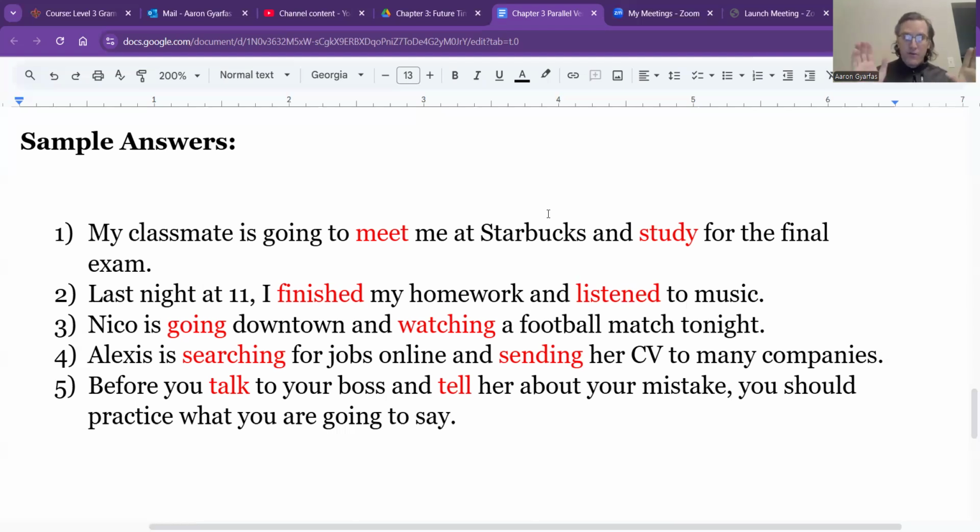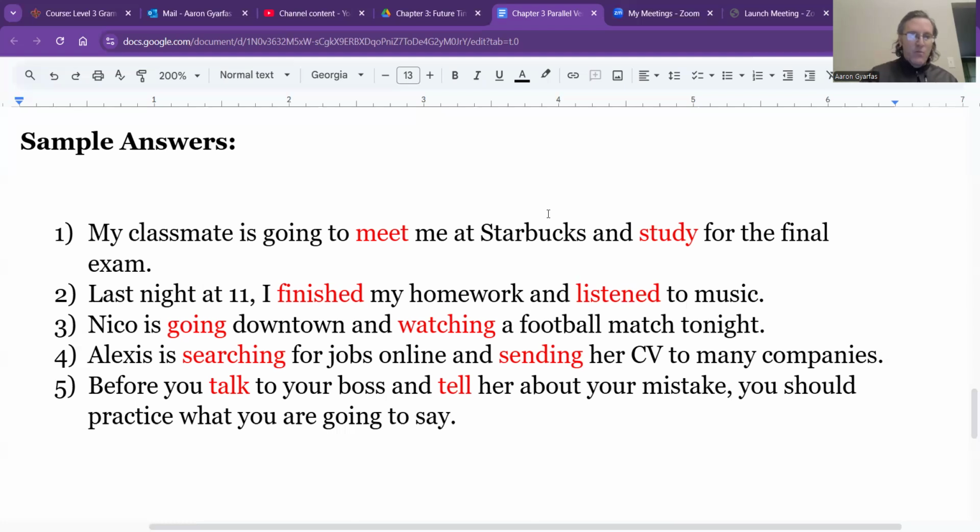So your verbs might have been a little different than these, but they should all be parallel. They should be the same. If one verb is an ing verb, the other verb should be an ing verb. If one verb is past simple, the other verb should be past simple. If one verb is a base verb following the modal will, then the other verb should be a base verb.